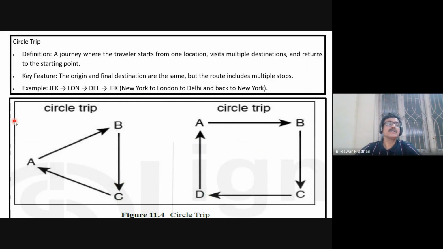Now we are coming to the circle trip. This is a circle trip, and this is also a circle trip. Now, what is a circle trip? A journey where the traveler starts from one location, visits multiple locations, B, C, and then returns to the starting point. Here, A, B, C, D, then the starting point. This is a circular trip. Example: New York, then back to New York, going to Delhi, London to Delhi, etc.